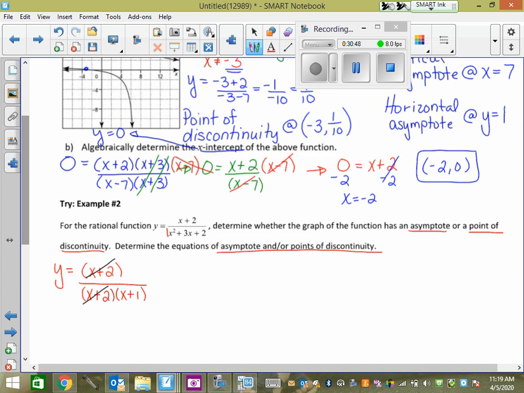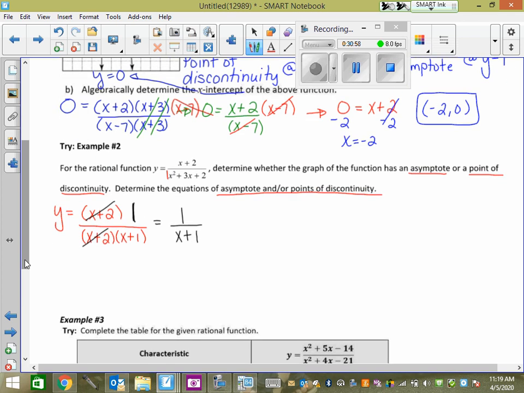These they cancel. The moment they cancel, you still have a 1 up here. Don't put a 0, please. You have a 1 up here. So I have 1 over x plus 1 as my reduced form. The moment they cancel, I know I have a point of discontinuity. So I do x plus 2 cannot equal 0. X cannot equal negative 2. So I have this point of discontinuity at negative 2 and something.